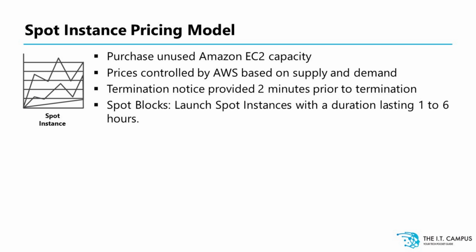Amazon EC2 does not terminate spot instances with a specified duration, also known as spot block, when the spot price changes. This makes them ideal for jobs that take a finite time to complete, such as batch processing, encoding and rendering, modeling and analysis, and continuous integration.